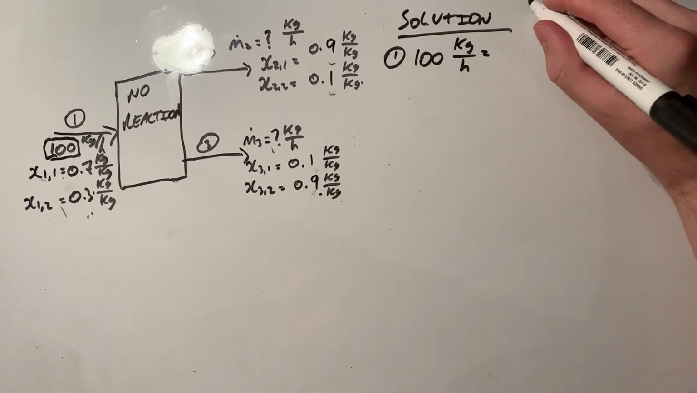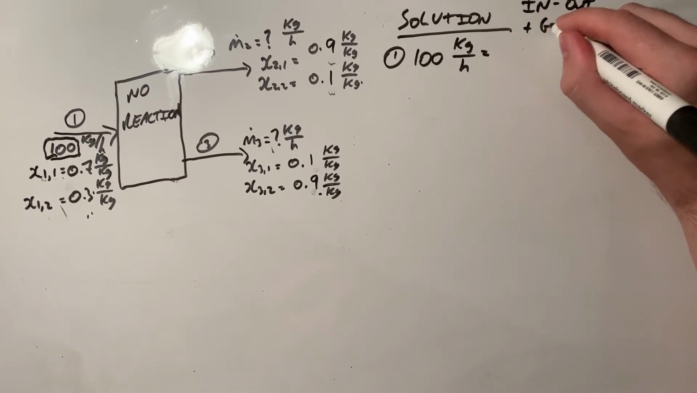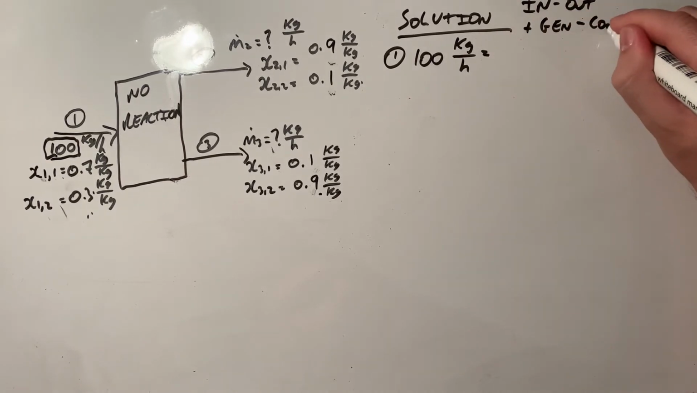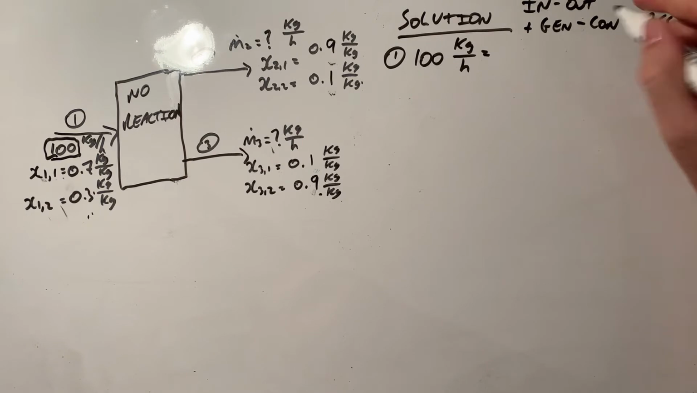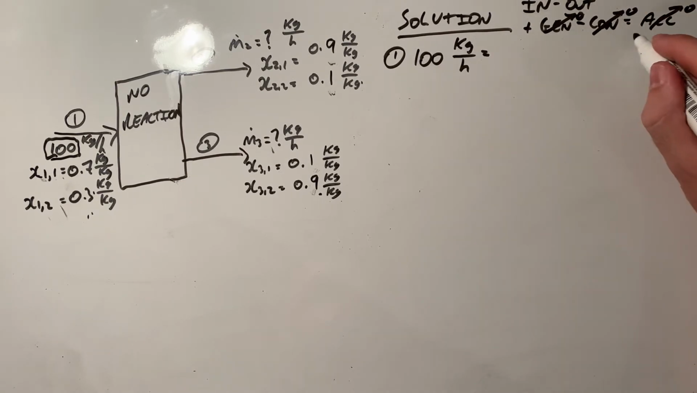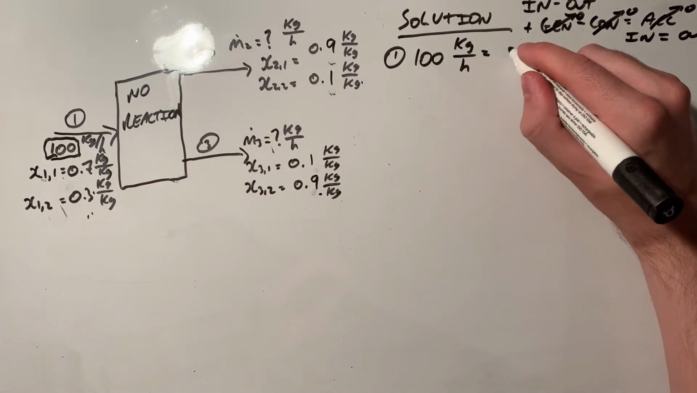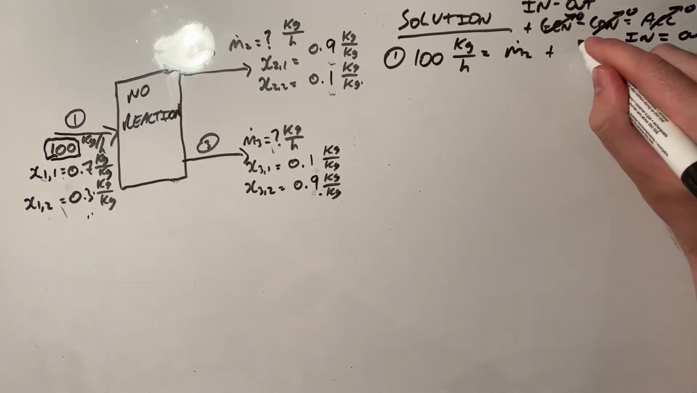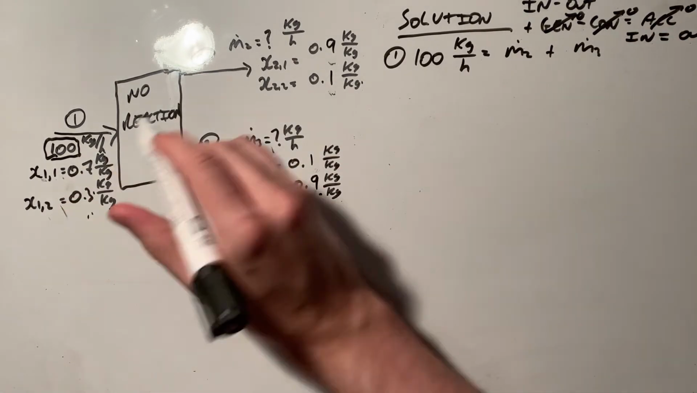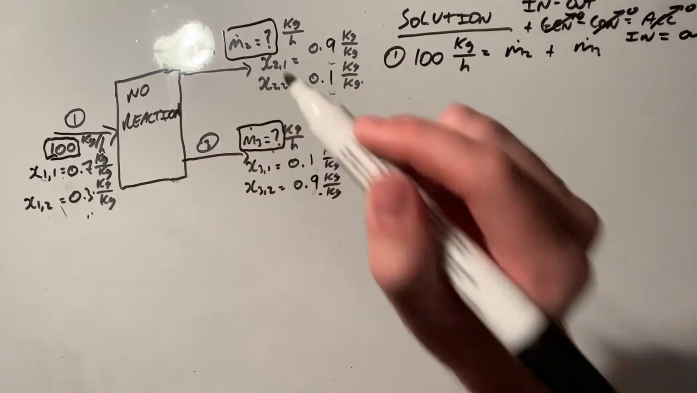So all of our material balances, recalling from the previous video, are in minus out plus gen minus consumption equals accumulation. Well, all of these terms down here are 0. So all of our balances will be in the form in equals out. So in comes 100 kilograms per hour and out goes M2 plus M3. In is 100, out goes M2 and out goes M3.